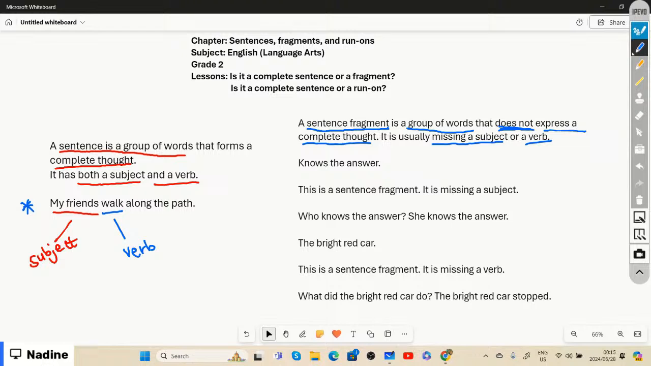All right. And when it comes to a sentence fragment, if we look at an example of a sentence fragment, the sentence is: knows the answer.